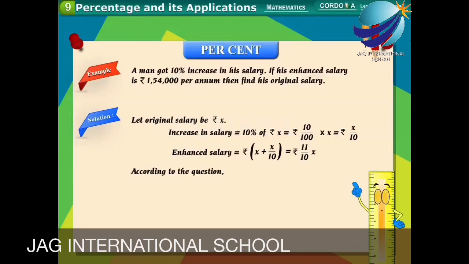According to the question, 11x divided by 10 is equal to 1,54,000. It implies that x is equal to 1,54,000 multiplied by 10 divided by 11, which is equal to 1,40,000. Hence, his original salary was rupees 1,40,000.